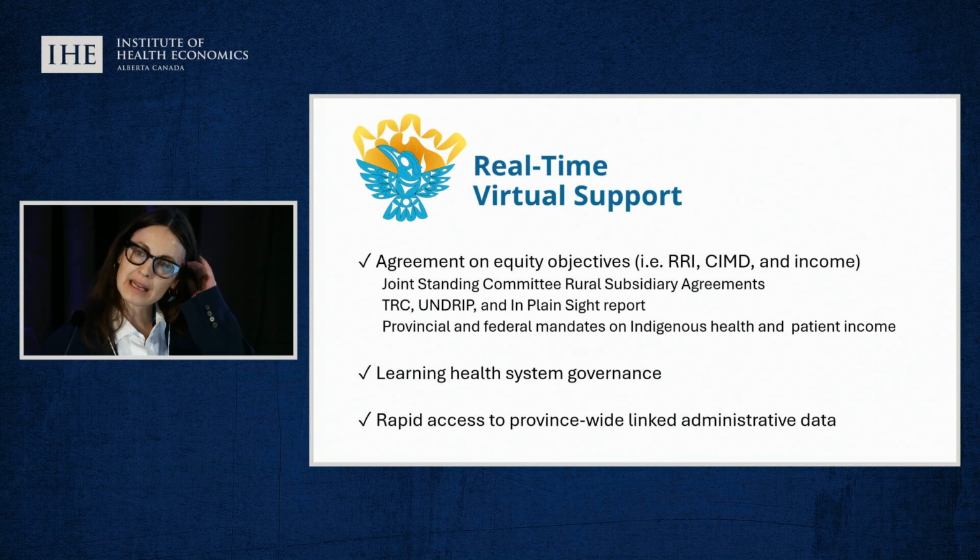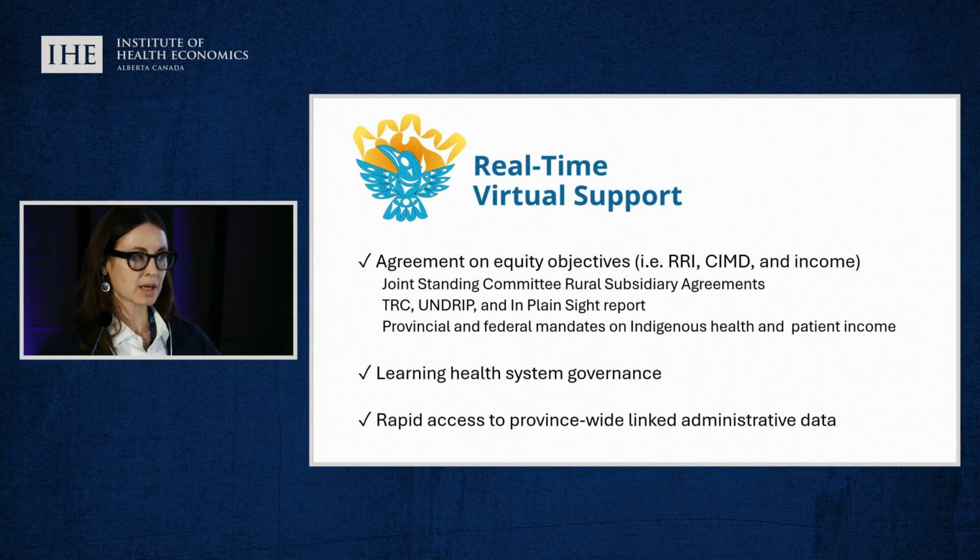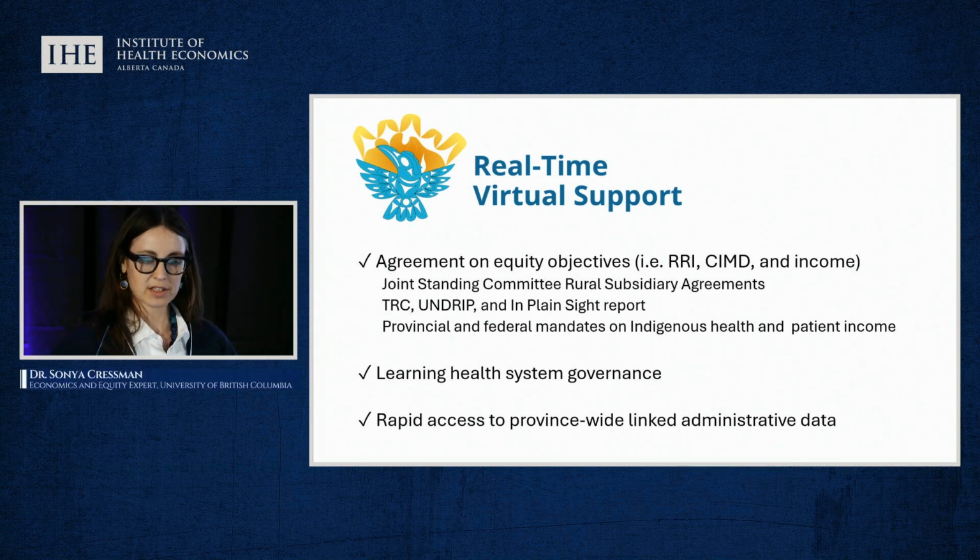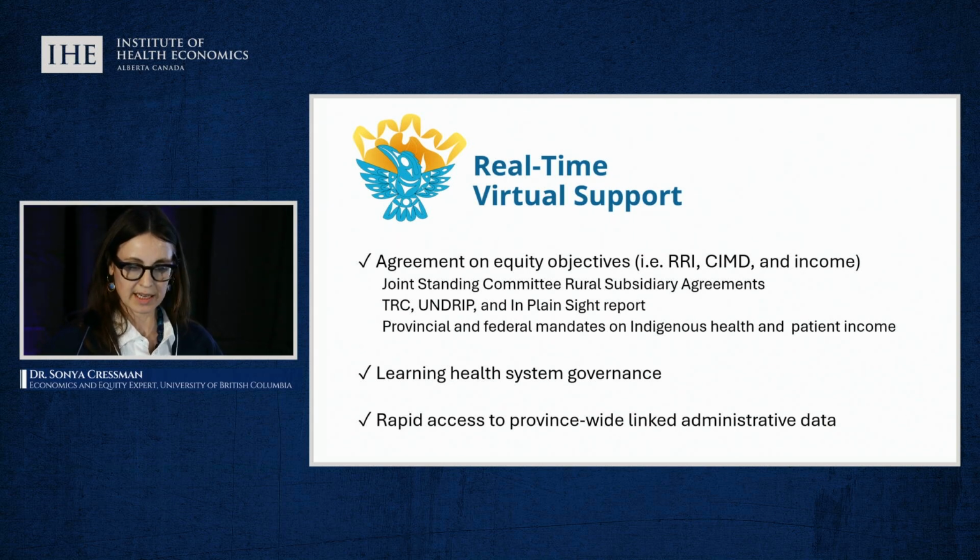My work with Ray and the incredible collaboration behind the real-time virtual support unit is made possible because there's agreement. We all know what equity means, and we're all able to define it and measure it. So we think rural, remote, and Indigenous communities is a great way to define it. We also agreed on the use of the Canadian Index of Multiple Deprivation. That's the CIMD, and that's an index. And I don't think it's the best, you'll hear soon, but we agreed to use it. And then also we think income is a good measure of the distribution of equity.